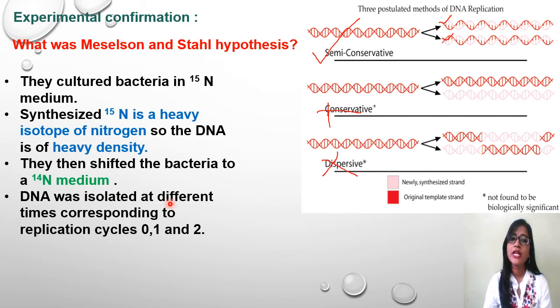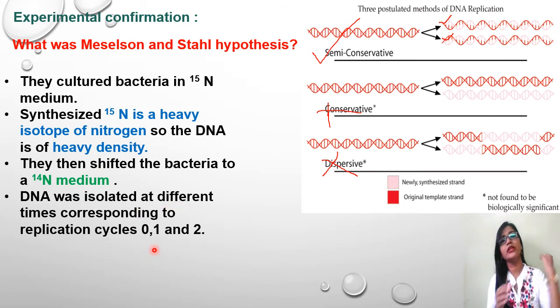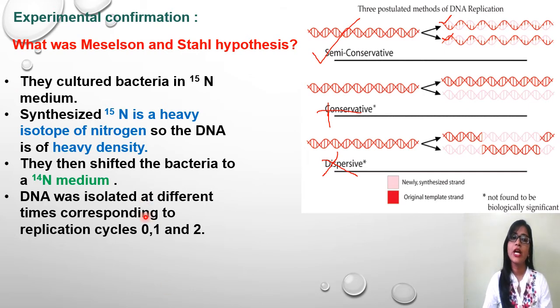So DNA was isolated at different times corresponding to the replication cycles. At particular time intervals, they isolated the bacterial cells, and they observed it in the zero cycle, the zero time period, the first generation and the second generation. That's all. And that way they proved that DNA replication is the semi-conservative type of replication.